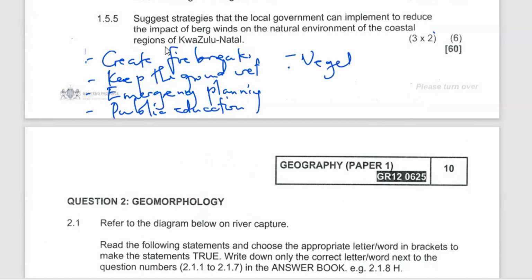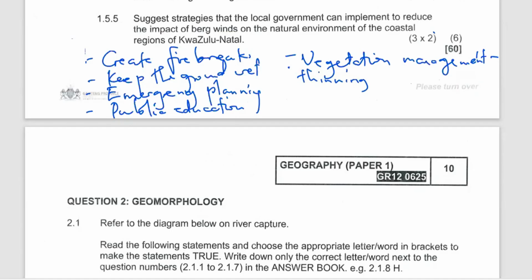Or we can talk of vegetation management. How can we manage the environment through managing vegetation? Right, we can plan well ahead before the wildfires are likely to spread. For example, we can do thinning of vegetation to reduce the impact. If vegetation is thinned, it means the impact of the wildfires, if they happen to exist, will be lessened, because there will be less matter to be burnt, and apparently the spreading of the fires will be limited. Right, so those are some of the strategies that can be put in place to try and limit the impact of the Berg winds on the natural environment.